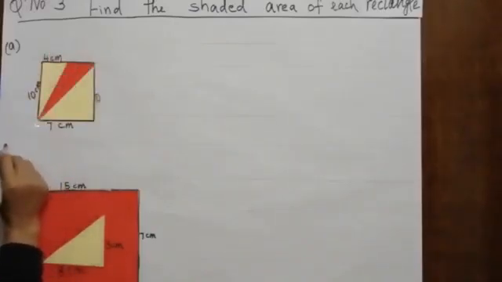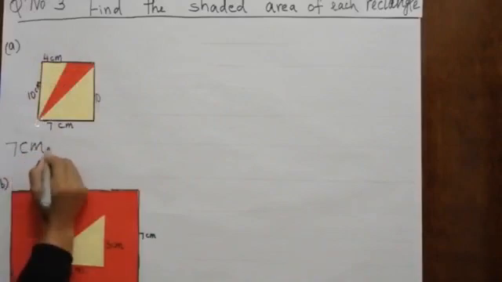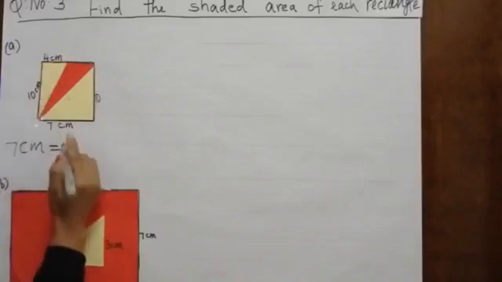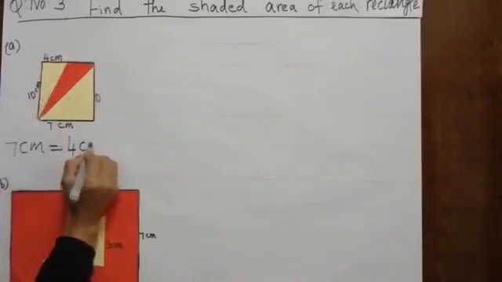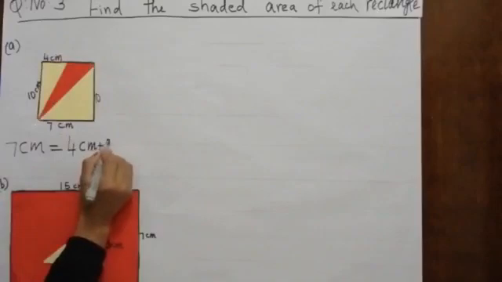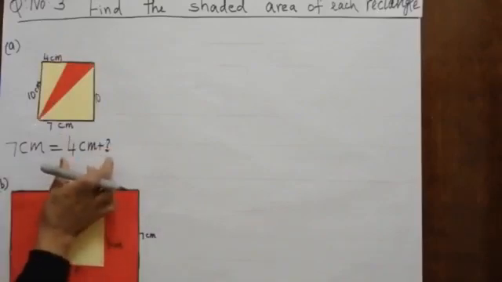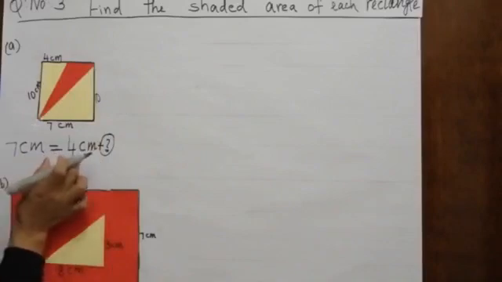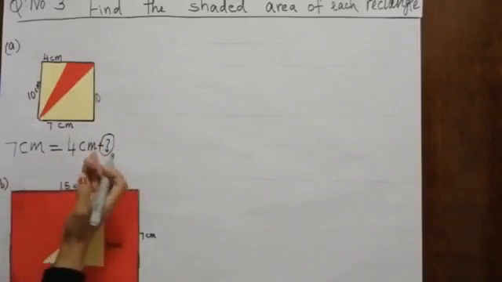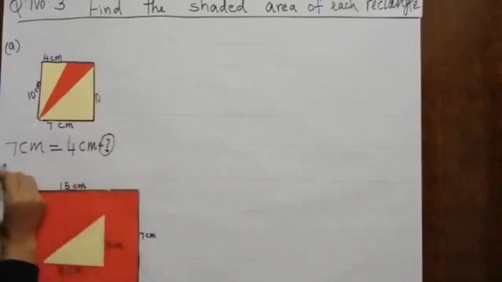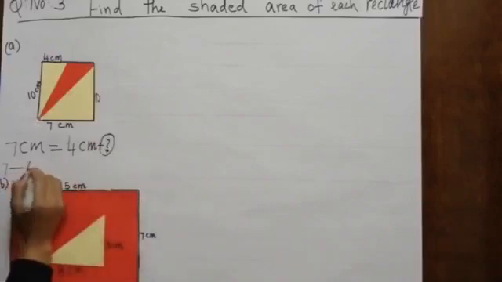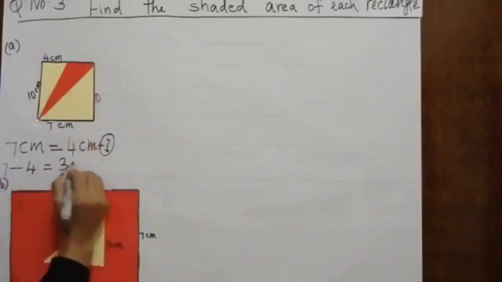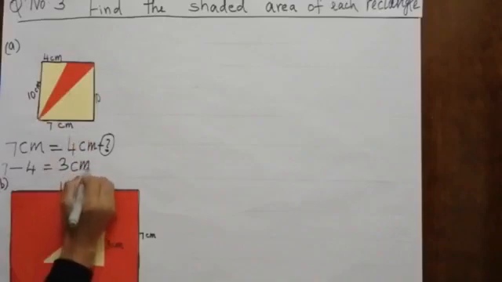Okay, so we know 7 centimeter equals, here also 7 centimeter. But what is given here? Only 4 centimeter. So something is missing here, isn't it? So we have to find out the missing part. 7 centimeter equals 4 centimeter plus what? That means 7 minus 4 equals 3. So the remaining measurement is 3 centimeter.